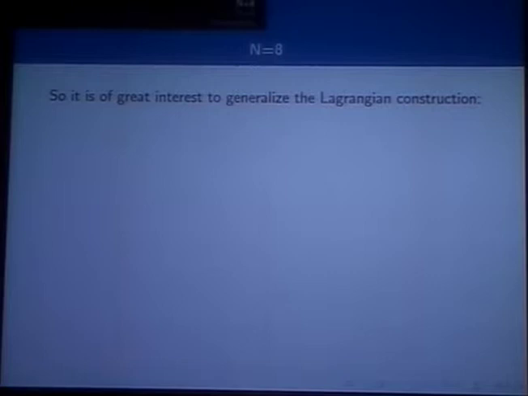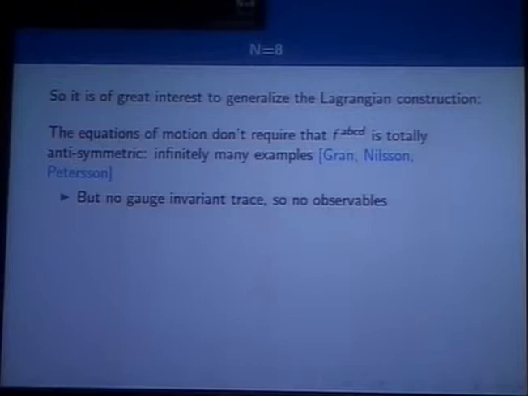Okay. So, moving on, it's obviously of great interest to try to generalize this Lagrangian construction. So I'll mention some things that have been done, some briefly. The first one is to note that the equations of motion don't require that F is totally antisymmetric. And here you can construct infinitely many examples. This was pointed out by a Swedish group. Now, the objection you would have for that, or I would have, is that without a metric, there's no gauge invariant trace, and you'd be worried about constructing observables. But nevertheless, one can still keep an open mind about these things.